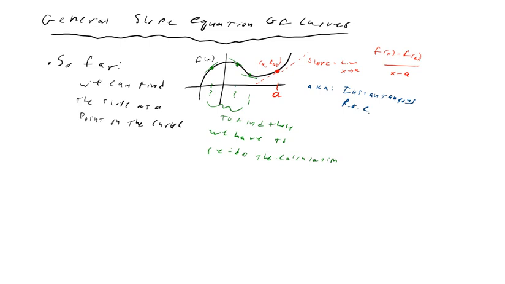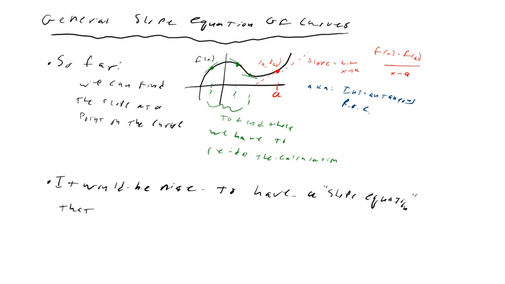Anyway, it would be nice. Let me write this down. It would be nice to have an equation, what we're going to call a slope equation, that tells us the slope, the tangent slope, at any x value.